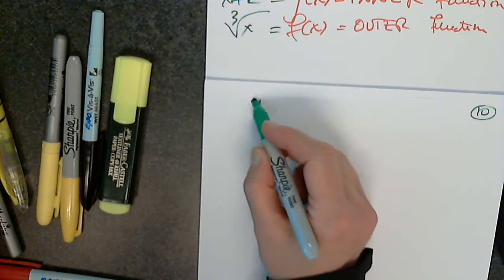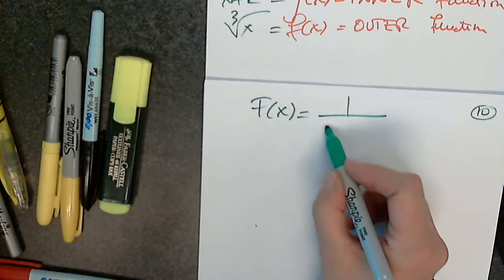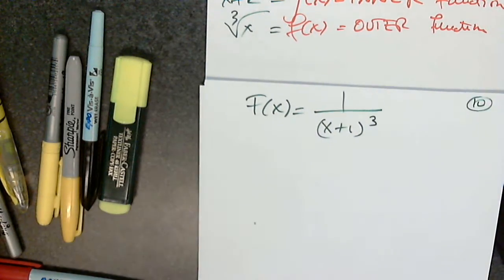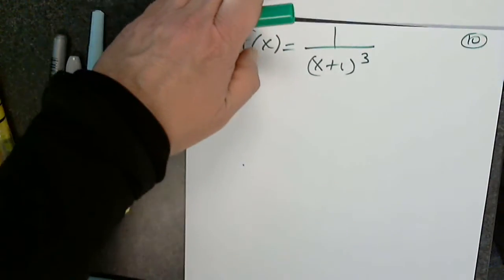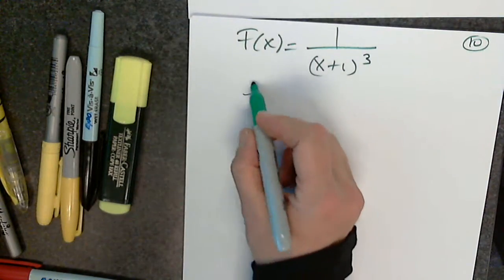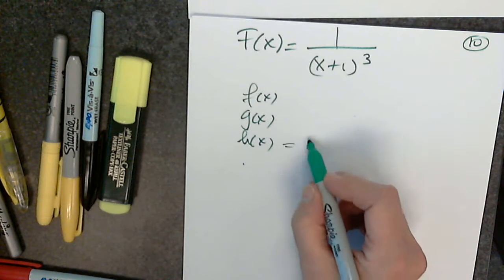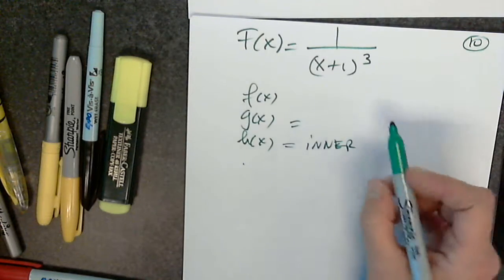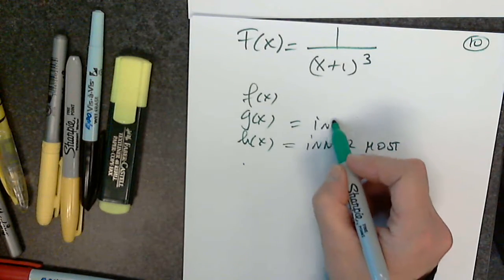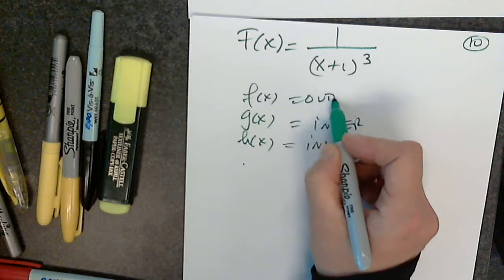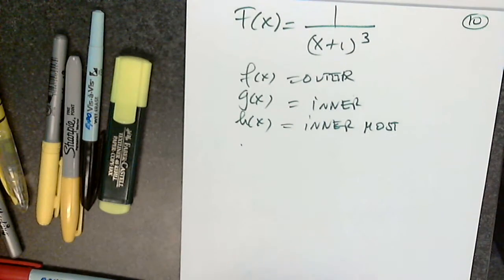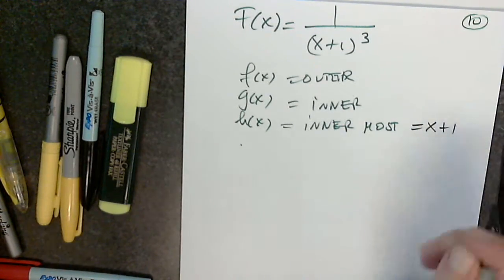So let's say this function, uppercase F, which is 1 over (x plus 1) to the third. This time I want to decompose it into 3 functions. I want f of x, g of x, and h of x. This is the innermost, I should say, inner, outer. Which function will you evaluate first if you were to evaluate this function for 15? Right, that's the innermost. You are done.